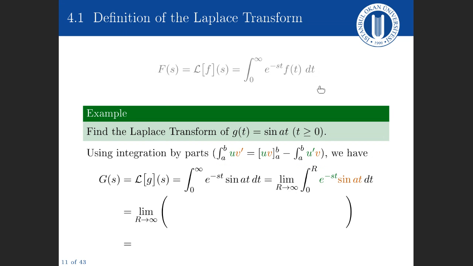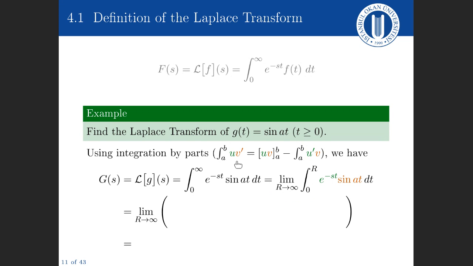So we take our definition, which I've written at the top, and we replace the function by sine. We want to calculate the integral from 0 to infinity, e to the power minus st sine at dt. And of course, anytime we have an integral up to infinity, what it really means is the limit as r tends to infinity, and then integral from 0 to r. Now we have two functions here, a green function and an orange function. The green function I'm going to be calling u, and this orange function will be the v prime.